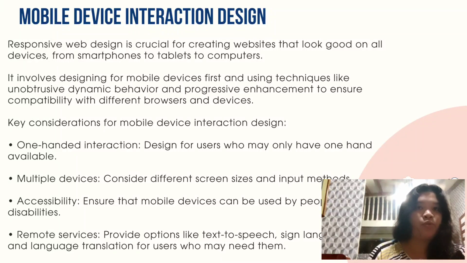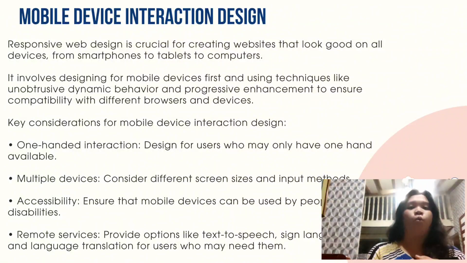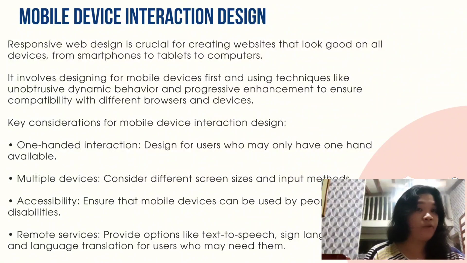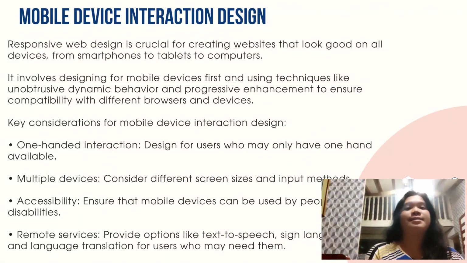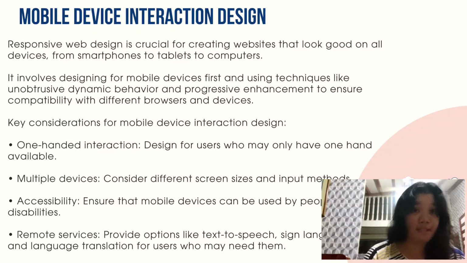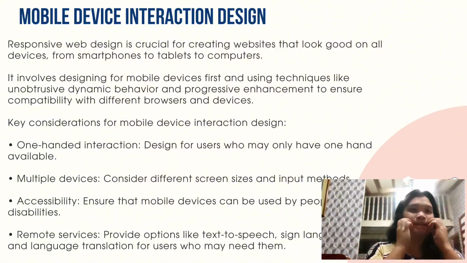So the key considerations for mobile device interaction design. One-handed interaction, designed for users who may have only one hand available. Multiple devices, it considers different screen sizes and input methods for users. Accessibility, ensuring that mobile devices can be used by people with disabilities. And the next is remote services, which provide options like text to speech, sign language, and language translation for users who may need them, and to access communication.